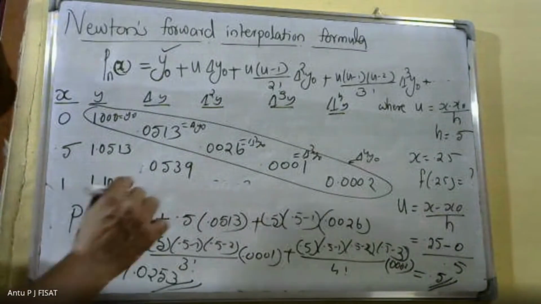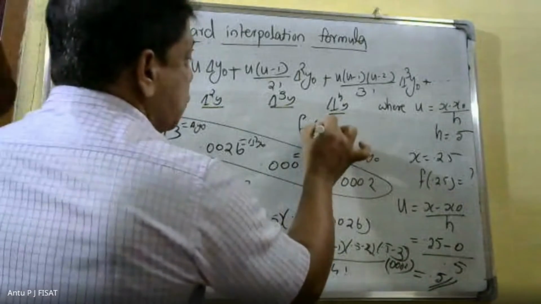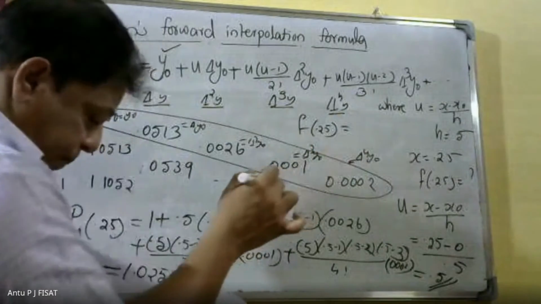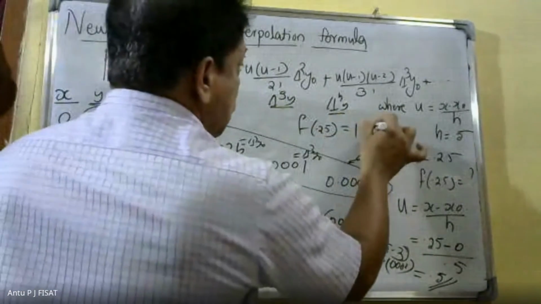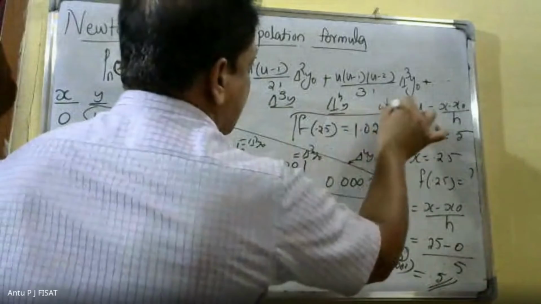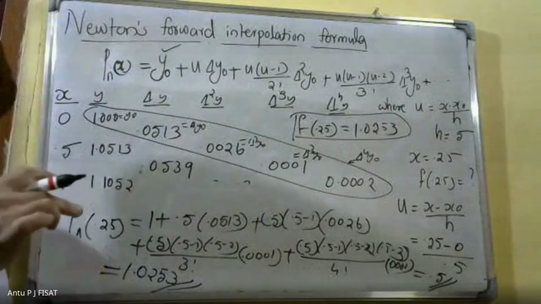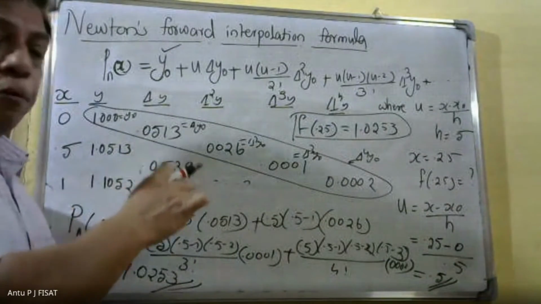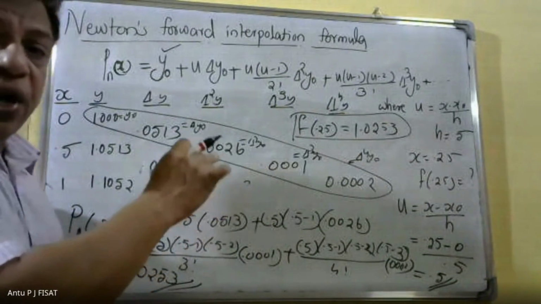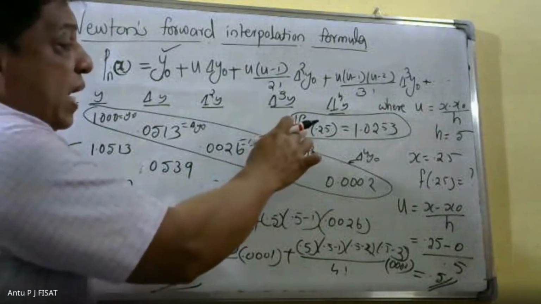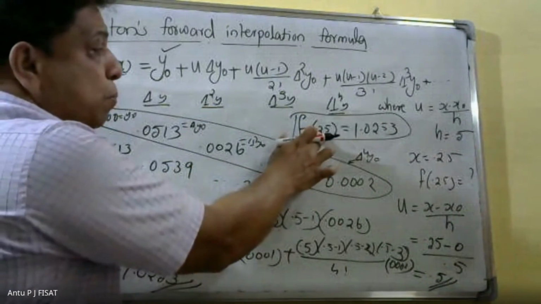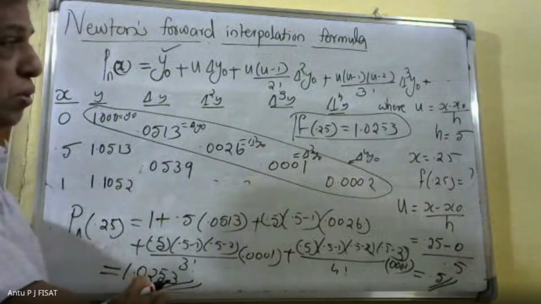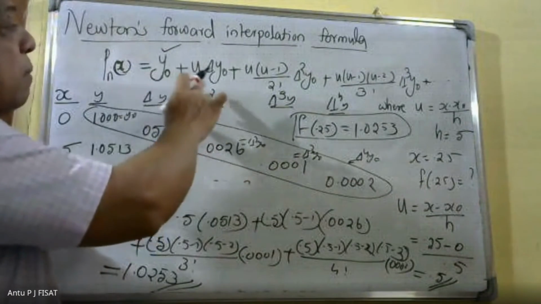That means f of 0.25, when x is equal to 0.25, the value of y will be 1.0253. This is the required value. By using Newton's forward interpolation formula, we can find the value of y when x is equal to 0.25. When x is equal to 0.25, the value of y is equal to 1.0253. First we remember this formula.